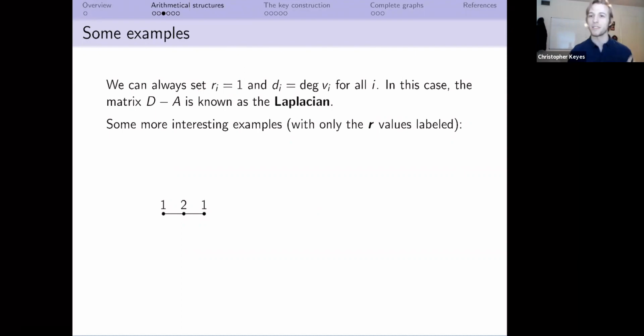One thing that people like to study is the critical group, which is the torsion part of the co-kernel of this matrix. You can similarly define a critical group for arithmetical structures, but that's not going to be the focus of my talk today.